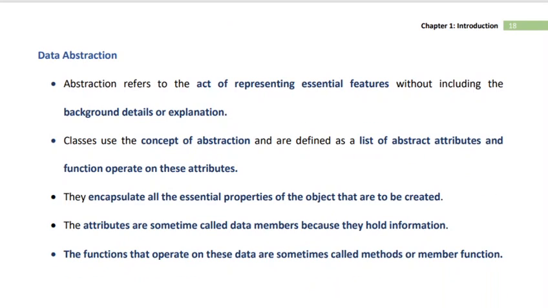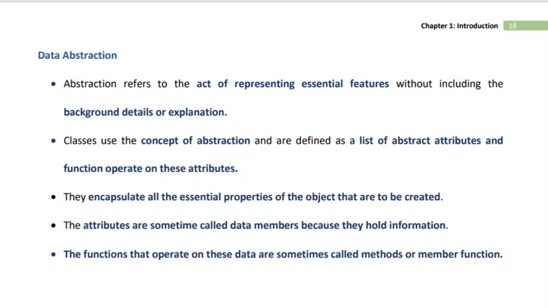Now let us try to understand another important feature of object-oriented programming that's called data abstraction. Data abstraction, as you already know, refers to reflecting only the essential features. In the object-oriented paradigm, it refers to the act of representing only the essential features while not including the background detail or explanation. Here we do not reflect how the implementation is being done, but we reflect only what can be done. How it is being done is never reflected, so that's called abstraction.